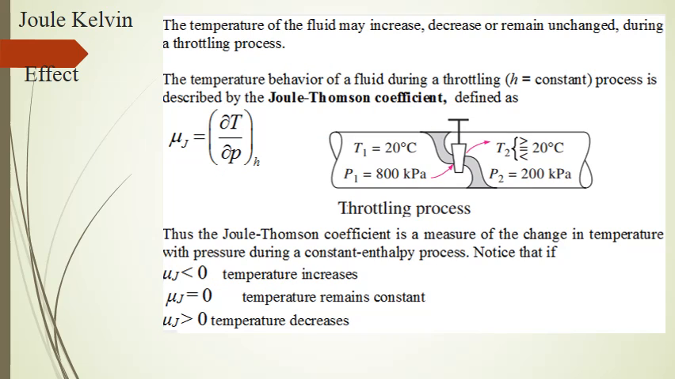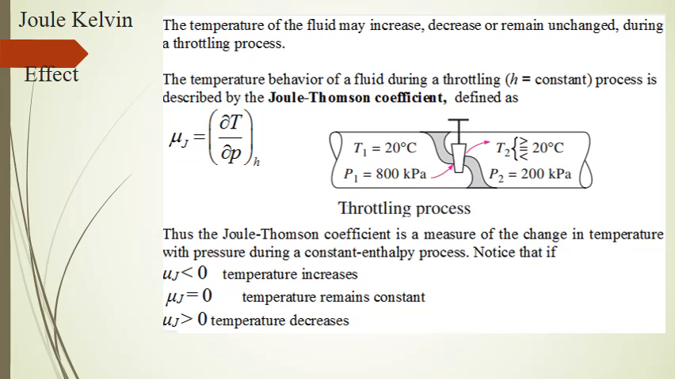Joule-Kelvin effect. When a fluid passes through a restriction, such as a porous plug, a capillary tube, or an ordinary valve, its pressure decreases. As we have discussed this topic, that is throttling process, while discussing the steady flow processes, we discussed that enthalpy of the fluid remains approximately constant during a throttling process, and that the fluid experiences a large drop in its temperature as a result of throttling, which forms the basis of operation for refrigerators and air conditioners. But this is not always the case.